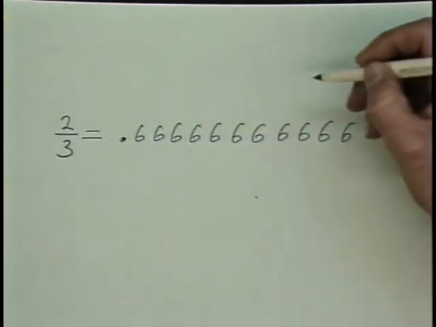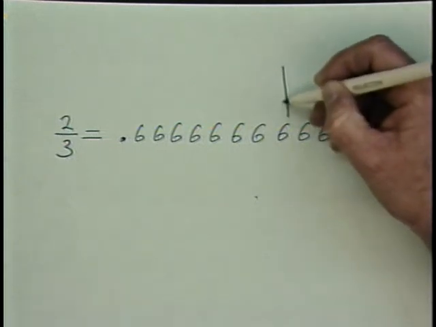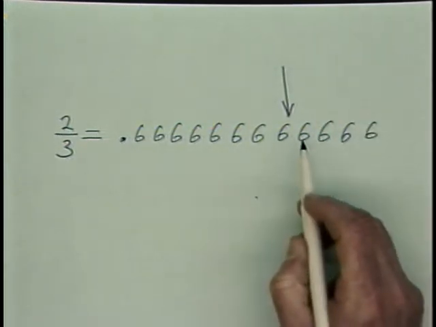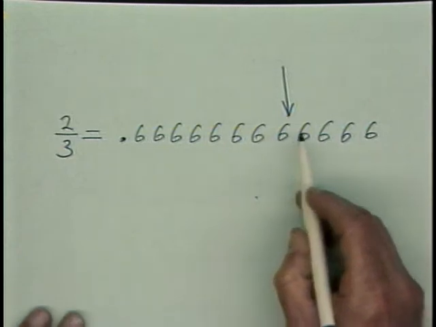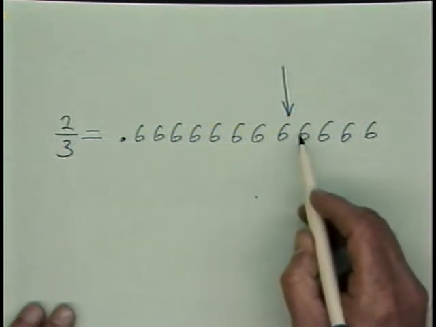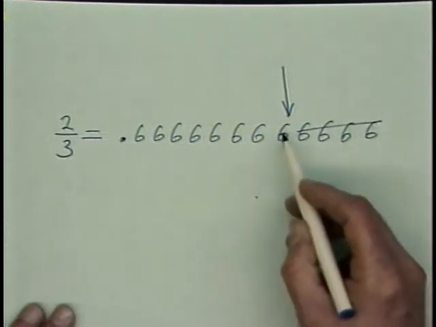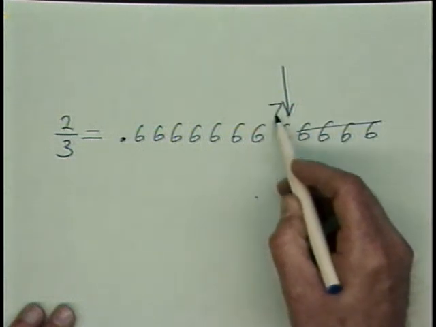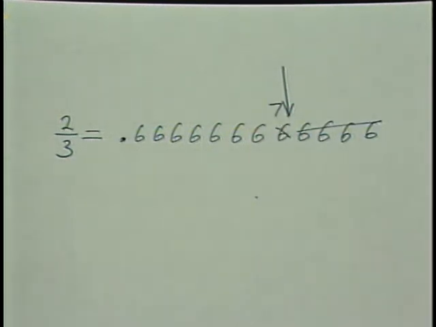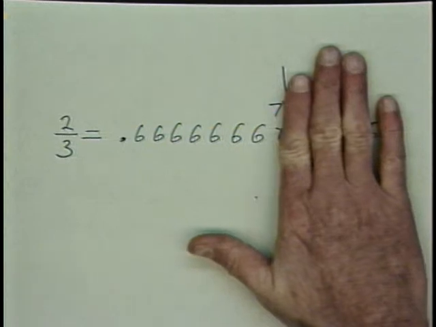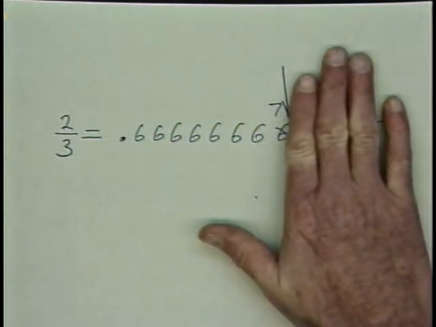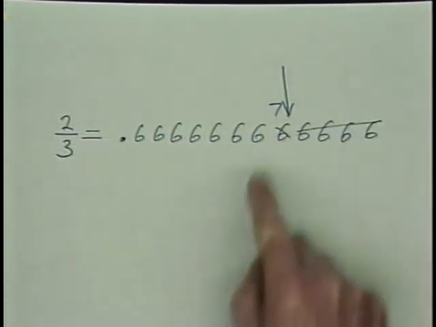No matter where you quit, the digit before it is 5 or more. So if we wanted to round here, since this is 5 or more, we would add 1 to this and make it 7. So where we quit, if we rounded, we would round up to 7.